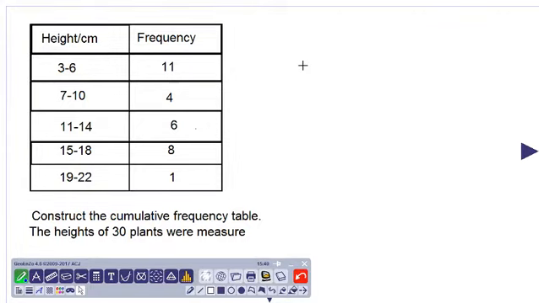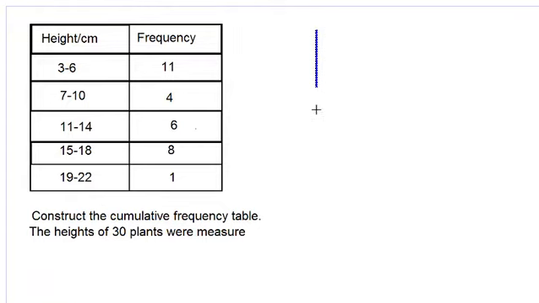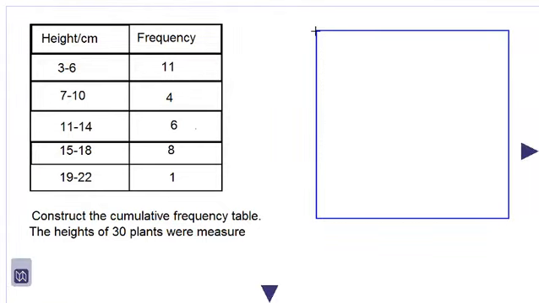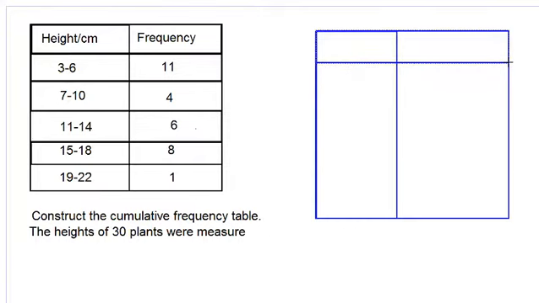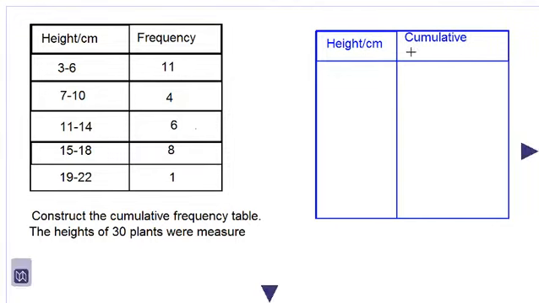Hello everybody, we are asked to construct a cumulative frequency table. We are given a frequency distribution with data concerning the heights of 30 plants. So we need to set up another table. One column will be the height, in centimeters. The other column will be the cumulative frequency.